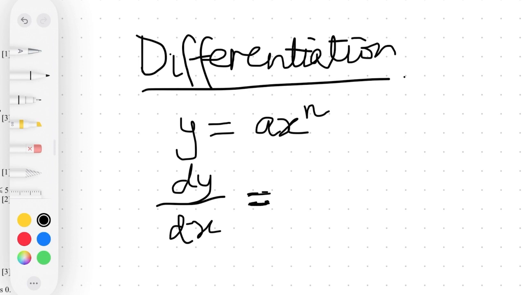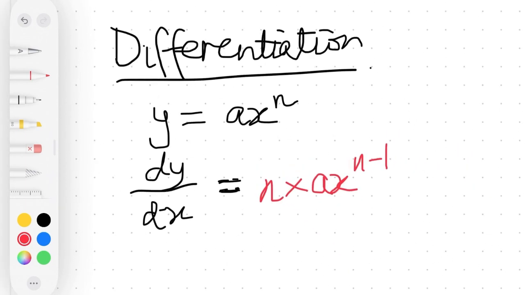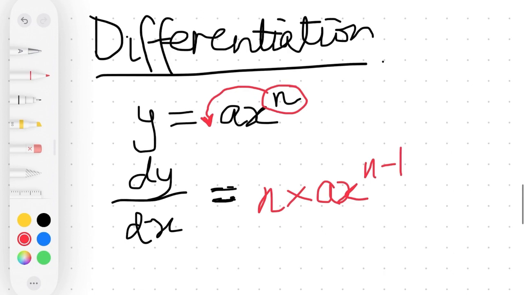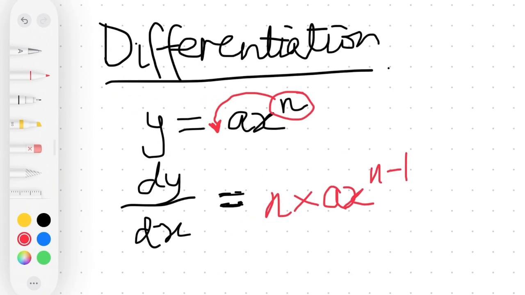you'd bring the n over, so you'd have n multiplied by a x to the power of n minus 1, because what you're doing here is you're bringing this n over here to multiply by ax, and you're reducing the power by 1. This is the rule of differentiation you need to know. So you're bringing the power over and then reducing the power by 1.